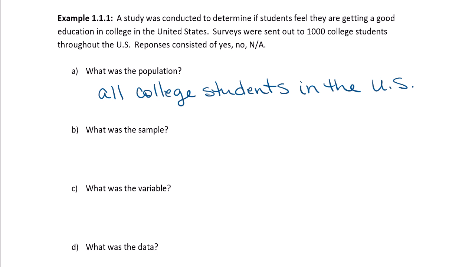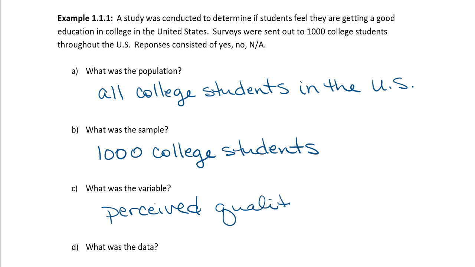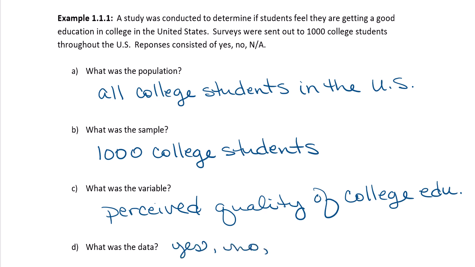There's no way we can reach the entire population. So what was our sample? Our sample in this case were the 1,000 college students that were sent surveys. The variable, remember, is the question that we want answered. In this case, we want to know whether or not they felt they were getting a good education. So we might say, the perceived quality of college education. And then what was the data? In this case, we don't have the actual numerical values as to how many said yes or no, but that is what we would be looking at, our answers.